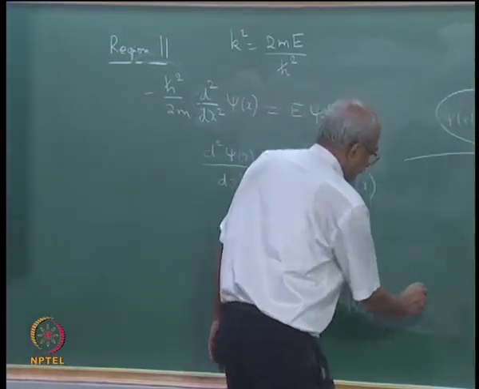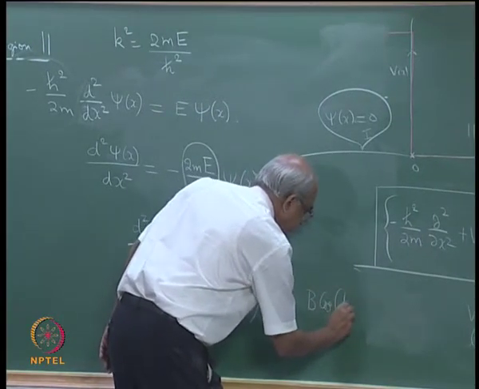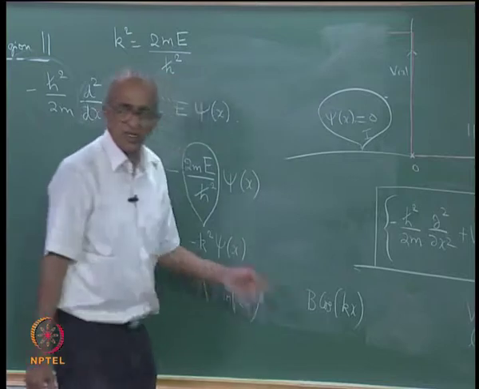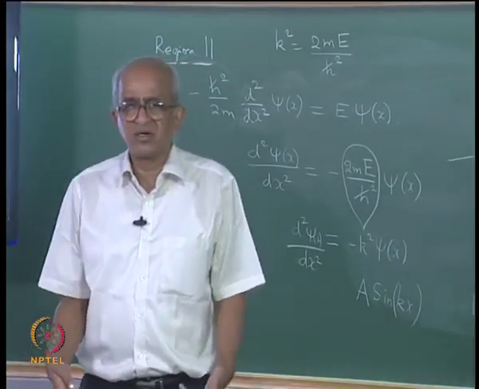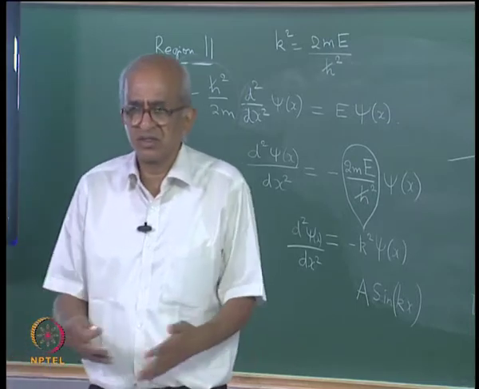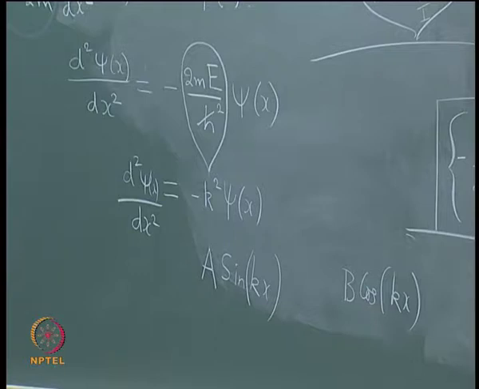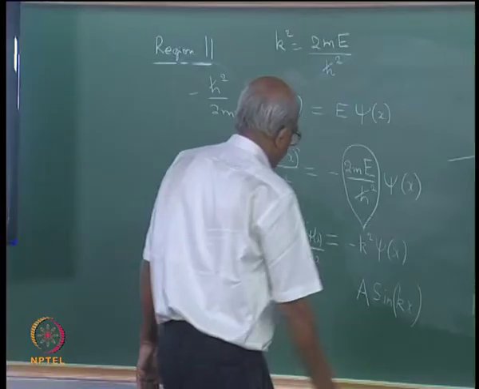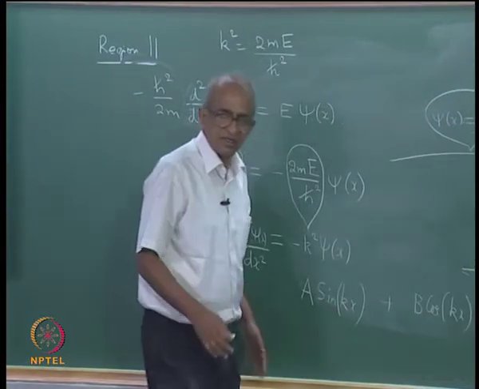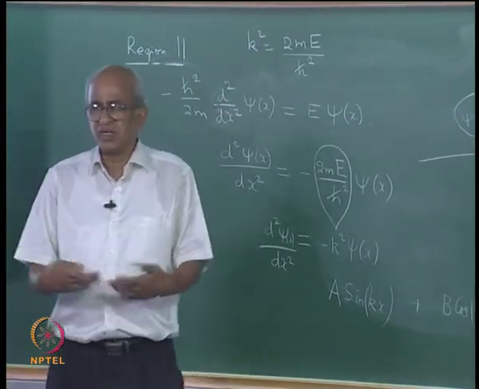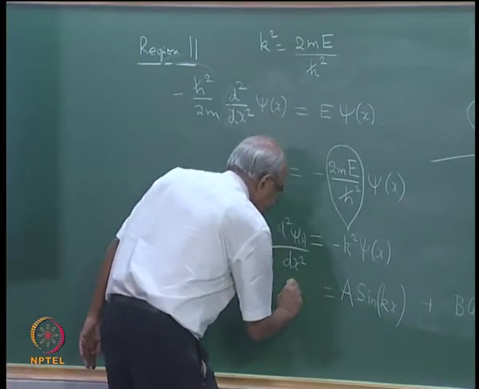You can have another solution which is of the form b cos kx. This is another possible solution. This is not surprising, because if you have a second order ordinary differential equation, there are 2 independent solutions, and the most general solution would be a linear combination of these 2, in which you add the first solution with the second. Therefore, we will take the most general solution and say that that is my psi of x.